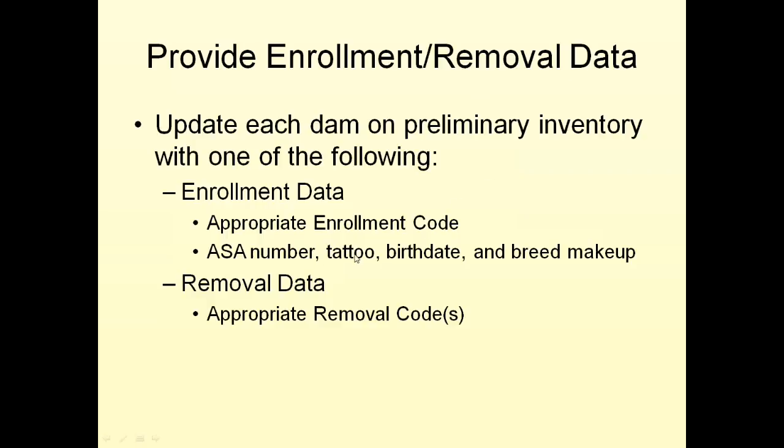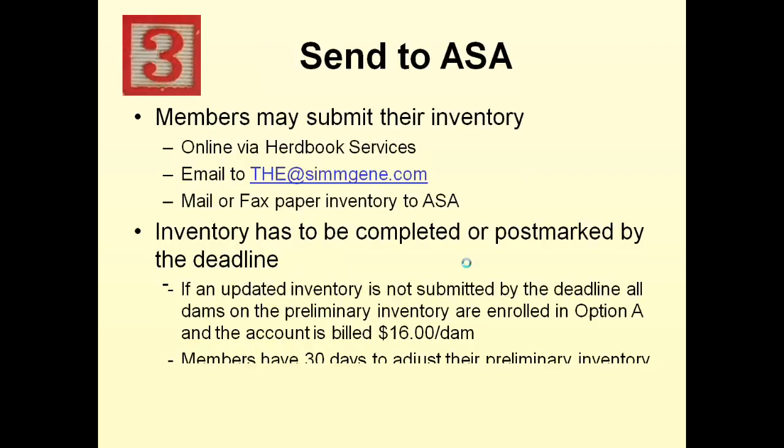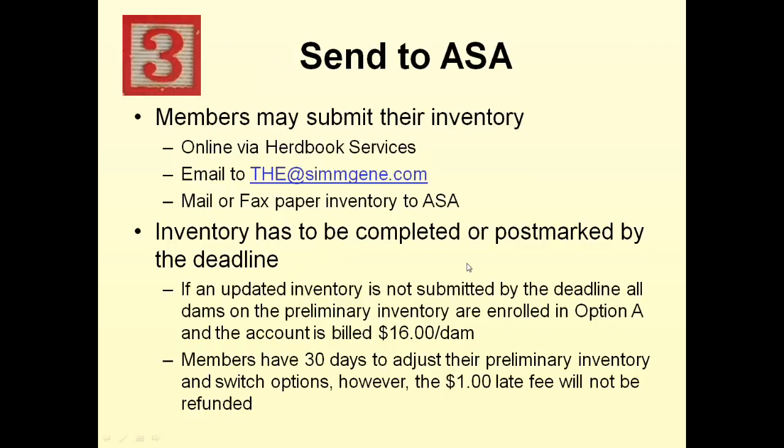And I put here on the enrollment data, if you have a commercial female, or if you want to add a cow to your enrollment, you have to either type her in by her ASA number, or if she's a commercial female, you need a tattoo or a tag number, a date of birth, and her breed composition. Last but not least, our step 3, which is the most important and very, very vital. You have to submit those inventories to ASA.